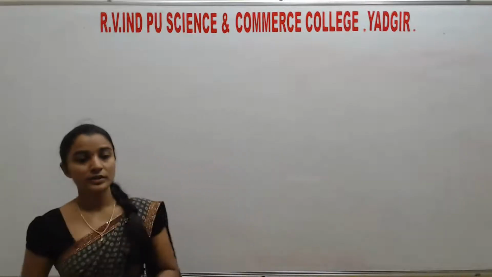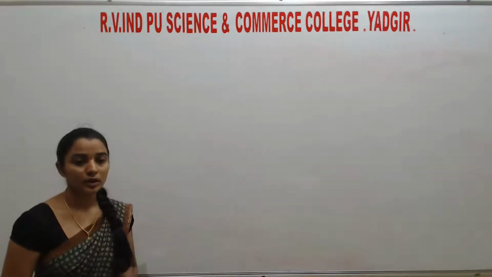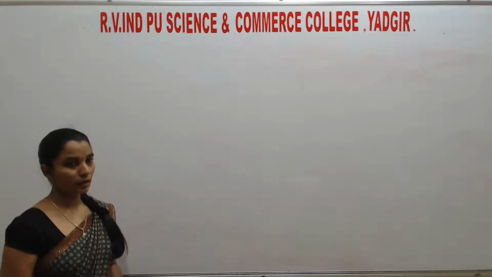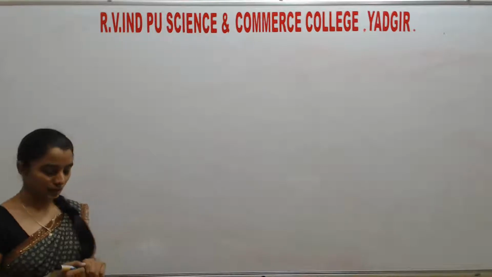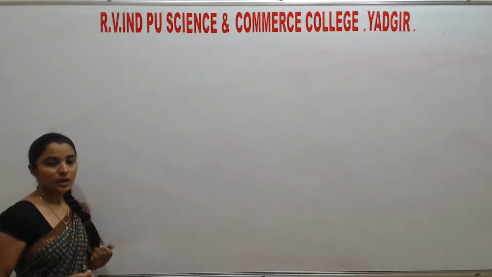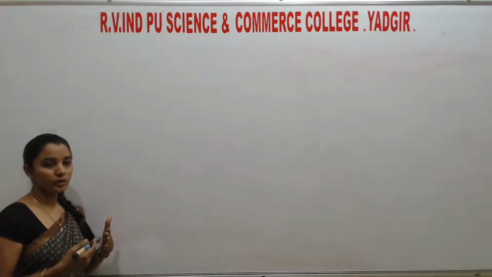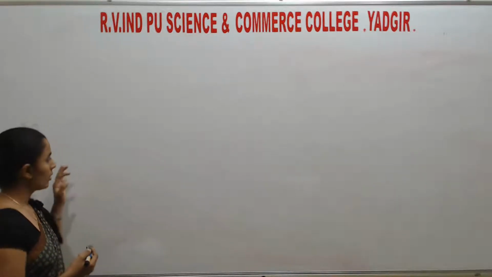Good morning, students. So in the last class, we discussed the atomic number and also the mass number. Okay. So in today's class, I will tell what the atomic number is, how the element is represented, and how to calculate the number of protons, number of neutrons and electrons in the respective atoms.